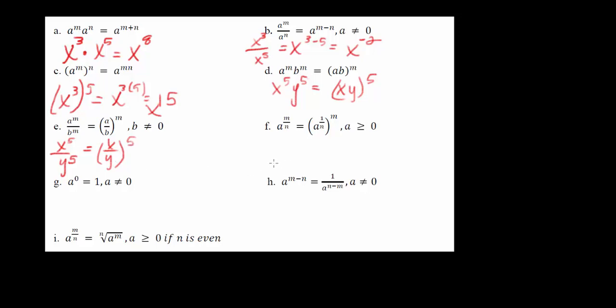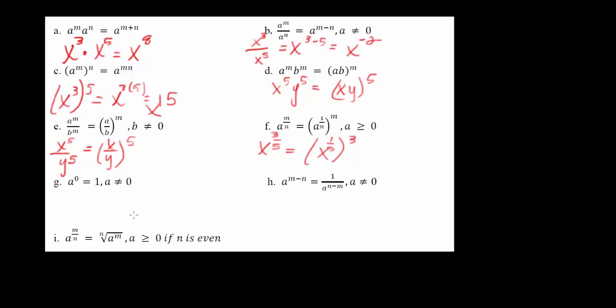Now, if you have a base to the power of a fraction, you can say that a to the power of m over n is really a to the power of 1 over n, and the whole thing raised to the power of m. And what we mean by this, like what if we had x to the power of 3 over 5? It would look like x to the power of 1 over 5, cubed.